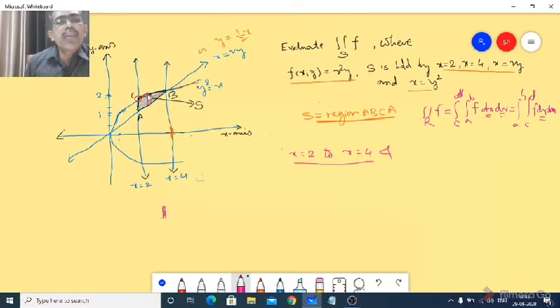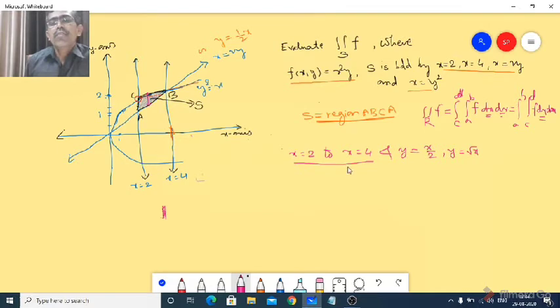Take a line parallel to the y-axis and move it along the y-axis. Its lower end lies on this line. Which line? x is equal to 2y, so here y is equal to x by 2, and the upper end lies on this parabola. So here y is root x because it is above the x-axis.